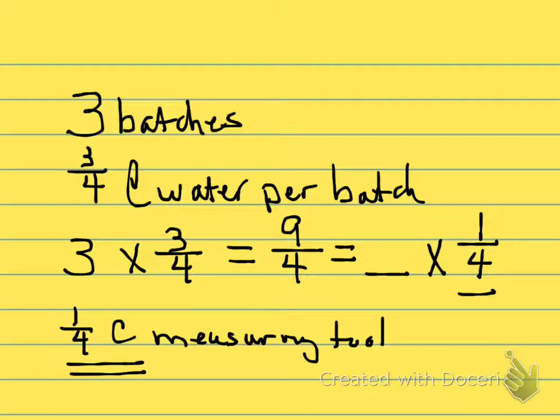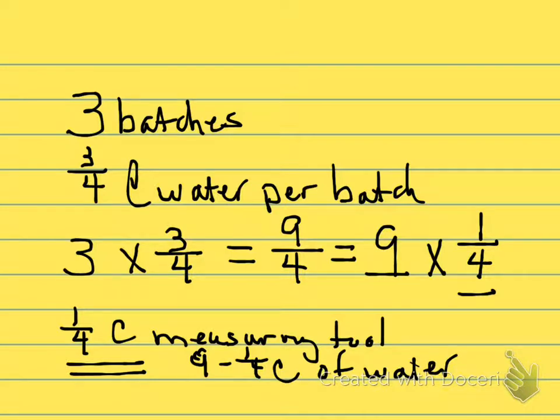So I would say that 9 times 1/4 is my equation showing a whole number times my unit fraction 1/4. So what does this mean? This means that Mrs. Brewer will need to measure 9 1/4 cups of water for all of her tortillas. 9 times 1/4 cup.